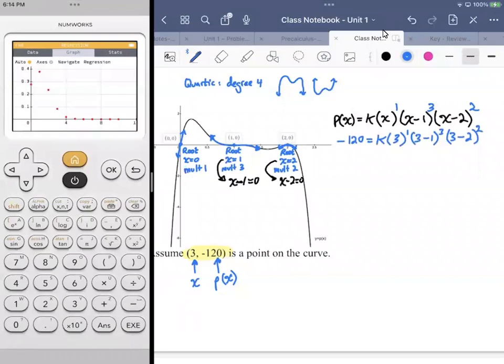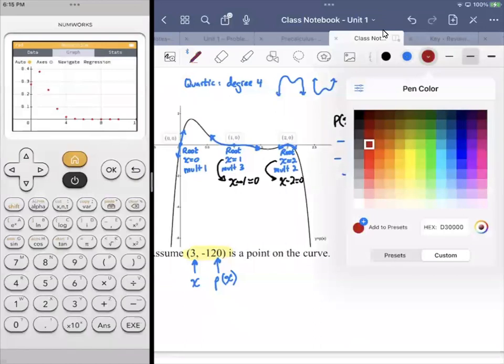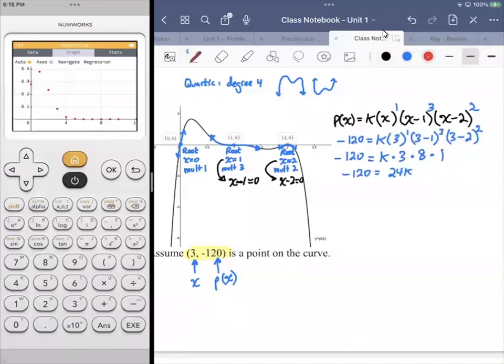Cleaning it up, still negative 120 on the left, times 3. Then we have 2 raised to the third power, so times 8. And then we have 1 raised to the second power, so times 1. So negative 120 is equal to 24k. Then we're going to solve for the value of k. I'm going to divide that 24 out.